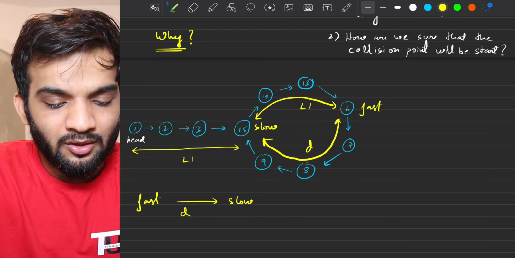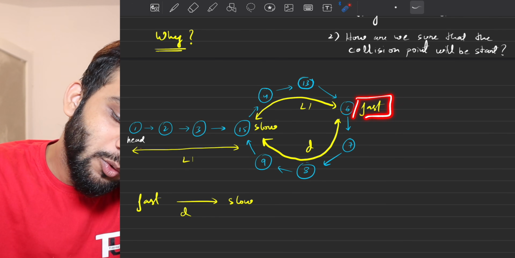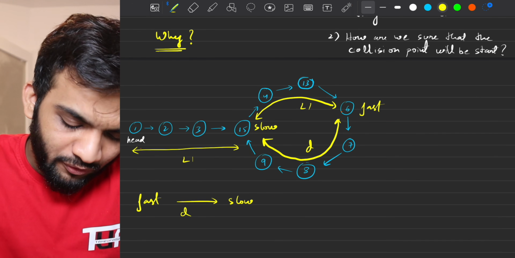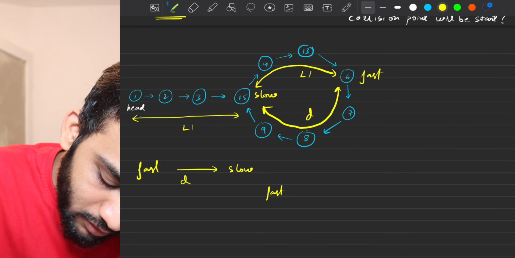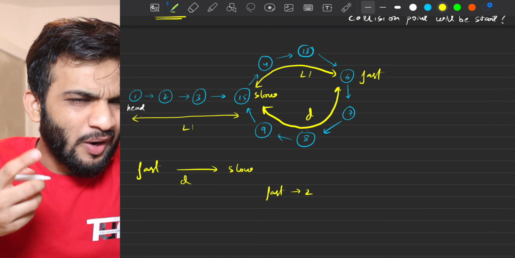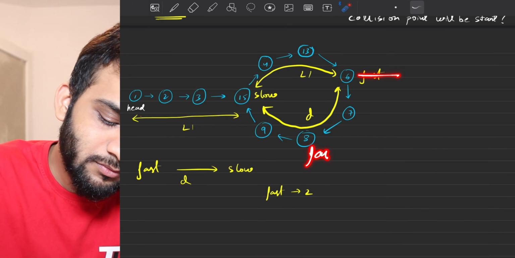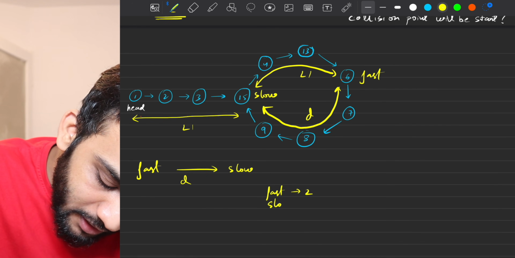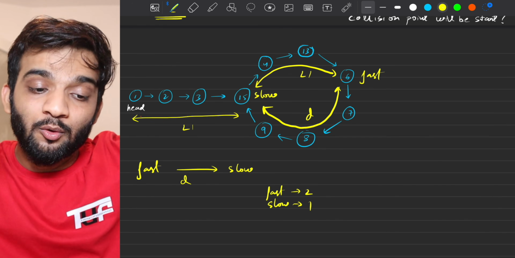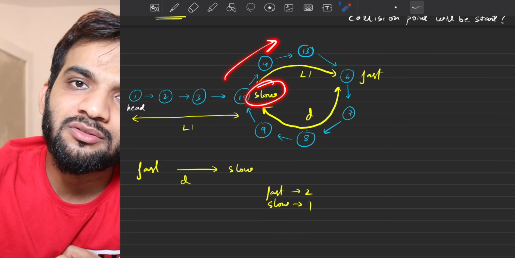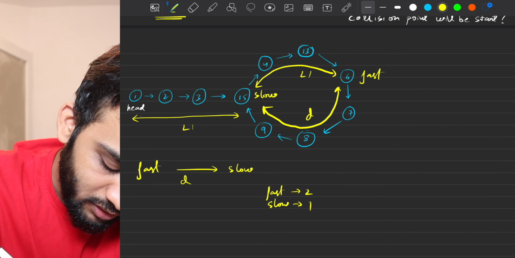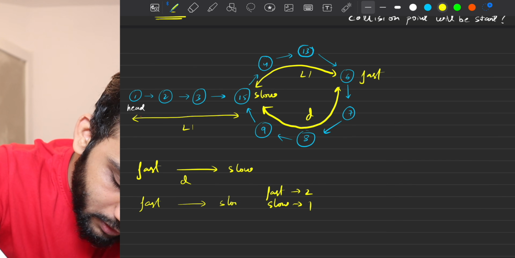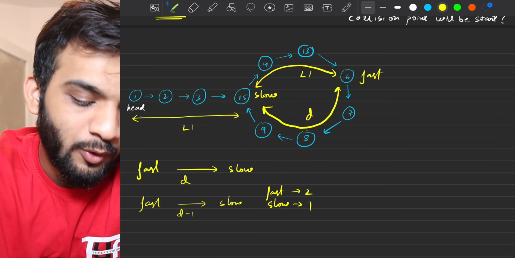Now tell me one thing. In which direction is fast moving? It's moving towards slow, by a distance of 2. Correct? So ideally, if it moves by 2, the D should reduce to D minus 2. But slow is saying, I will move away by 1, because slow is moving in this direction. So the overall distance between fast and slow is now D minus 1 after 1 step. What do I mean by 1 step?